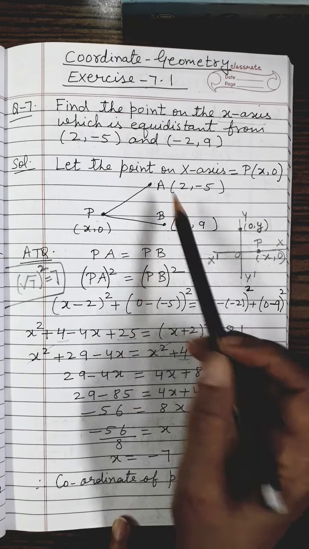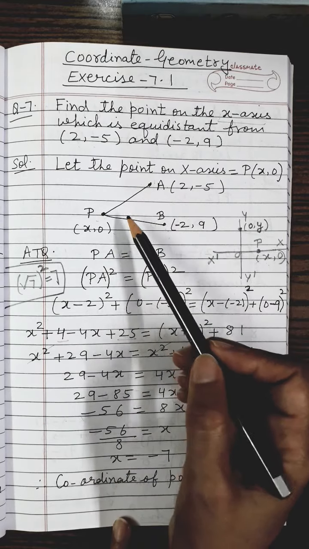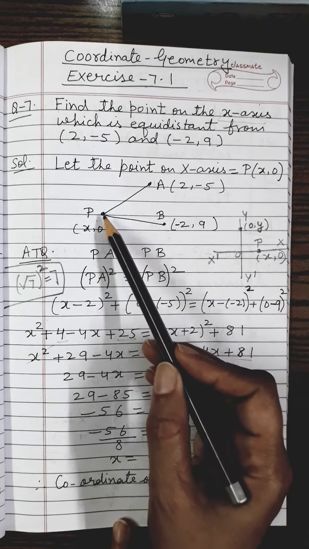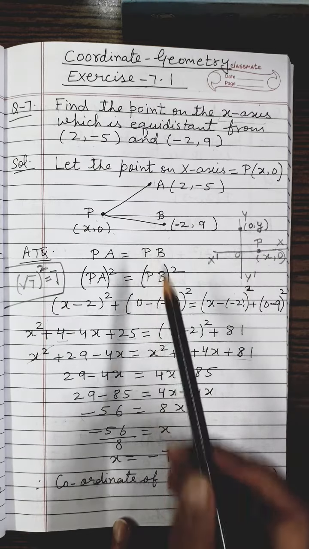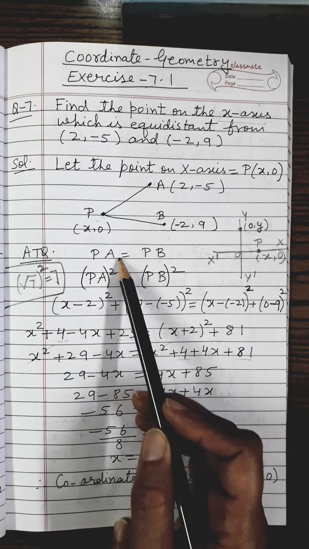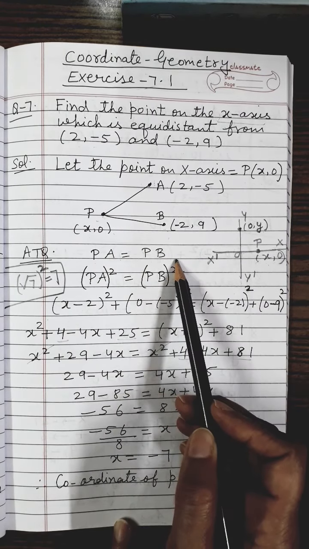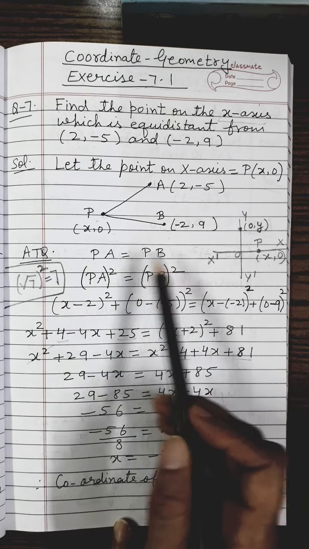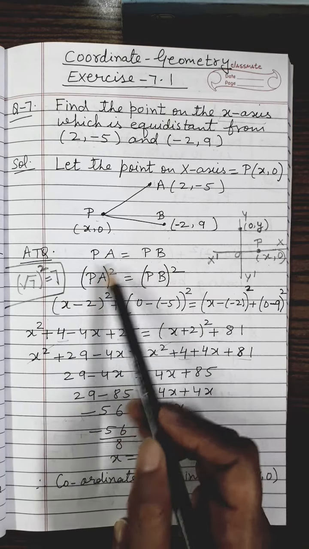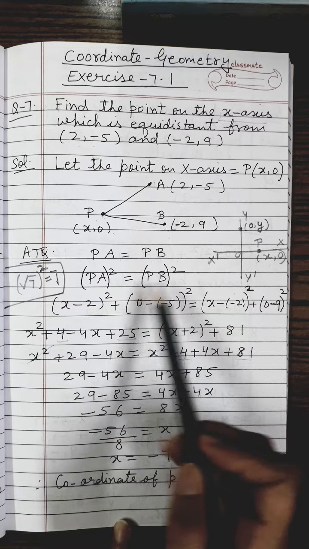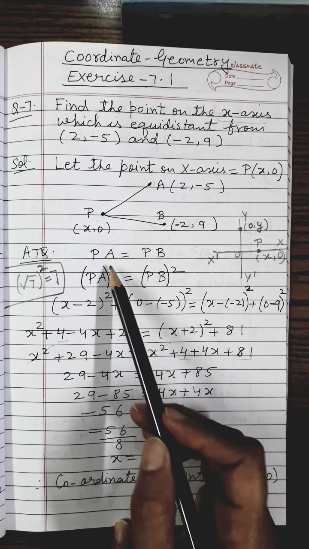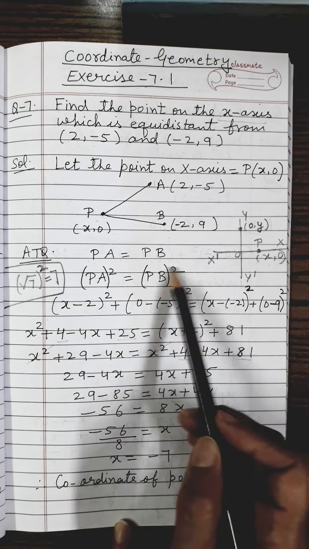So what does this mean? What is meant by equidistance? It means that distance PA is equal to distance PB. So first step I write down distance PA equals to distance PB, right? Now these two distances, if I square both sides, after squaring also the two sides will be equal. So I square: PA whole square equals to PB whole square.